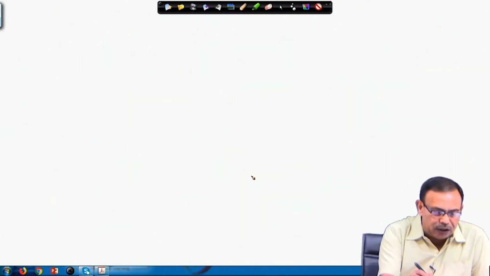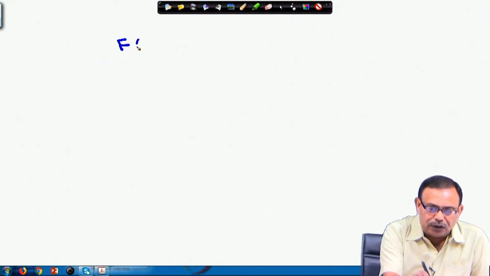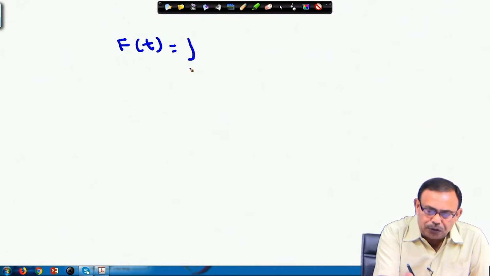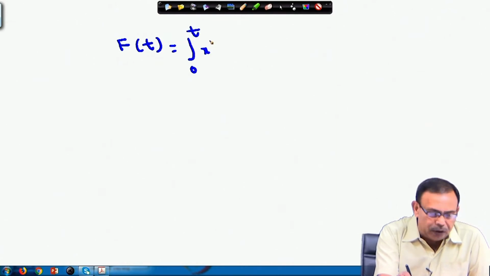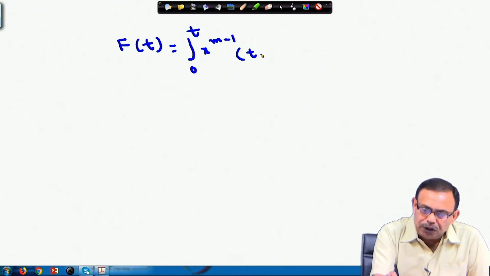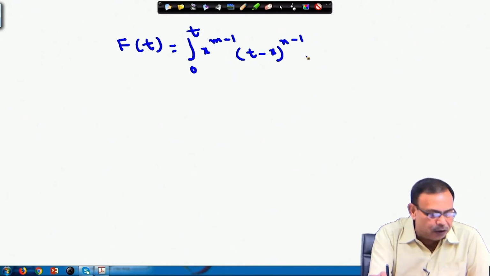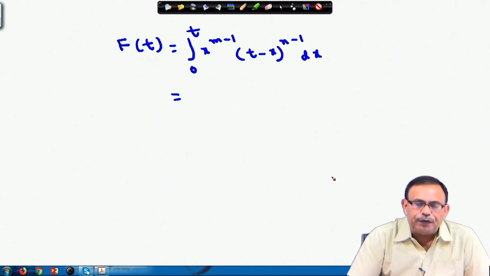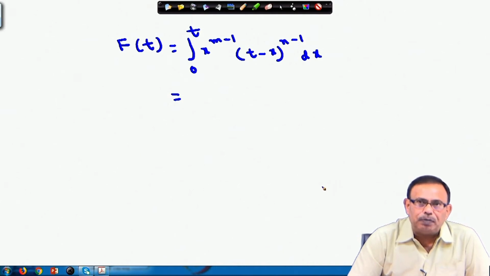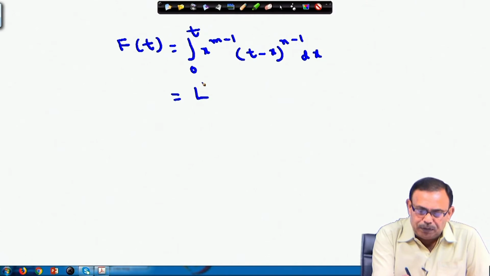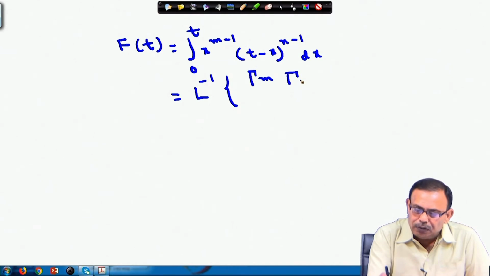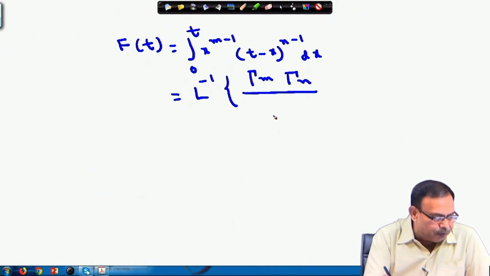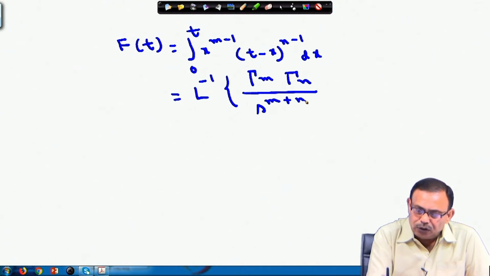So, from here now you can write down f(t) equals integral from 0 to t of x to the power m minus 1 into (t minus x) whole to the power n minus 1 dx, and that is nothing but, whose Laplace transform of f(t) was gamma(m+n) by s to the power m plus n. So, that f(t) will be equal to Laplace inverse of gamma m into gamma n by s to the power m plus n.